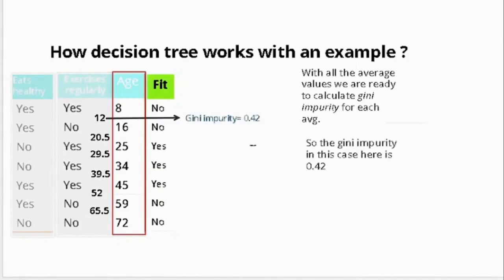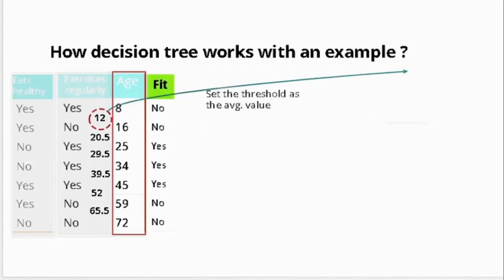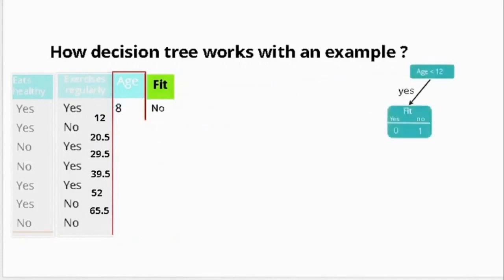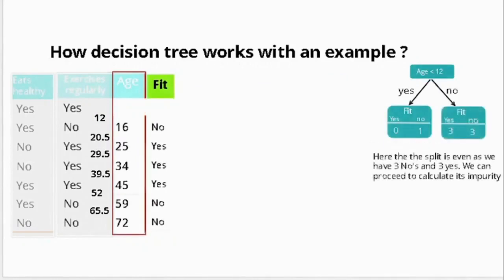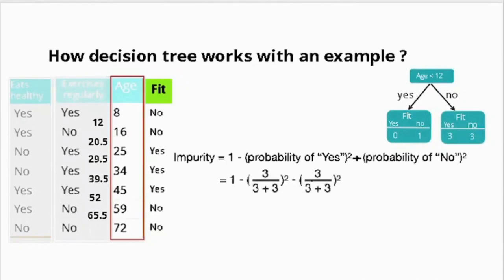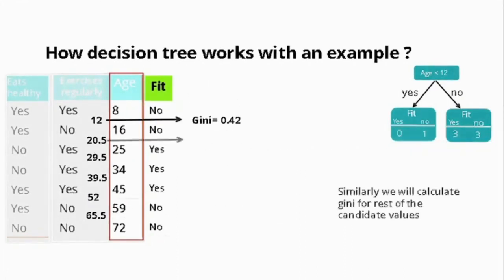You wanna know how? So we will firstly set the threshold as the average value. If it is yes, then we get GINI impurity equal to 0, which means a pure split. If it is no, then the split is even. As we have 3 no's and 3 yeses, we can proceed to calculate its impurity. If we do the maths, the impurity for the right leaf is 0.5 and the total GINI impurity for the tree would come out to be 0.429. Similarly, we will calculate the GINI impurity values for the rest of the candidates.